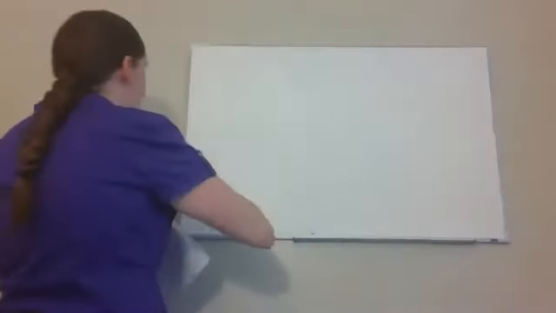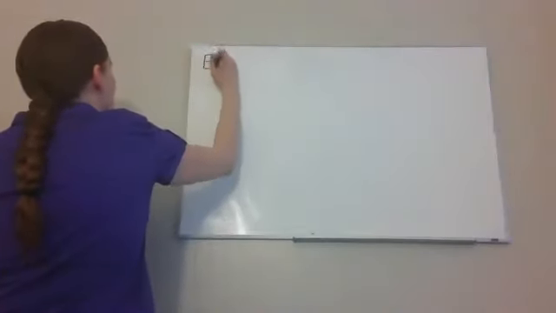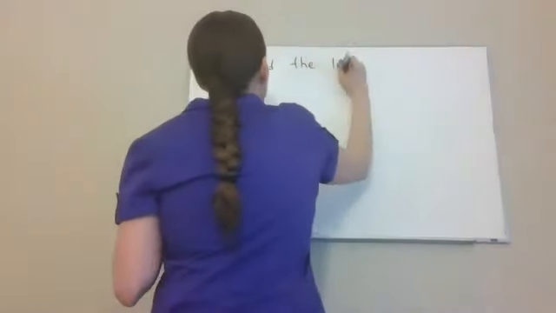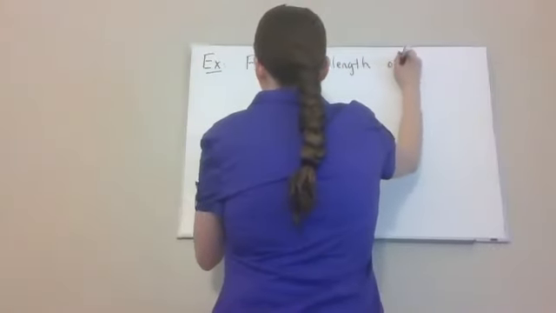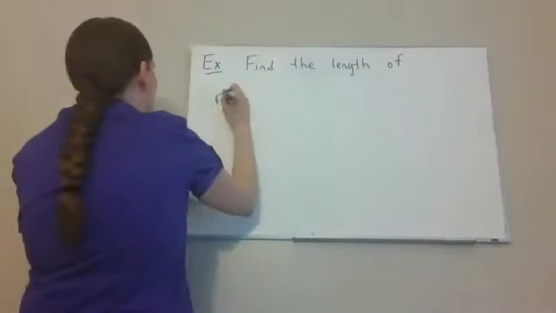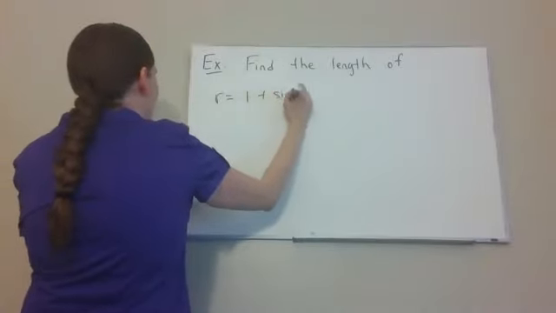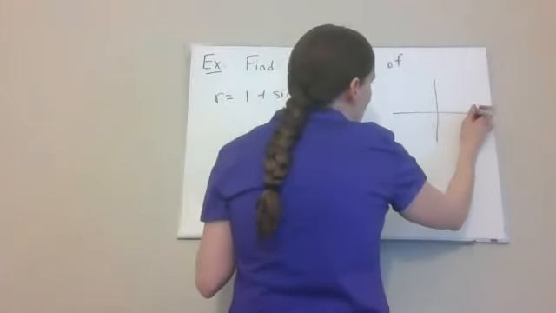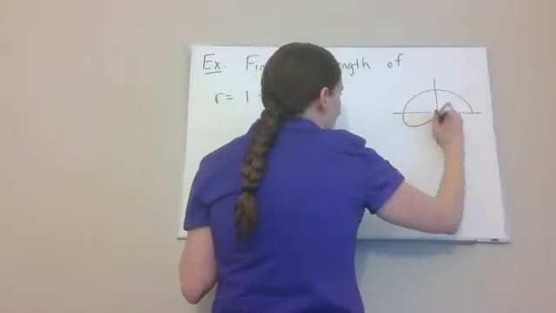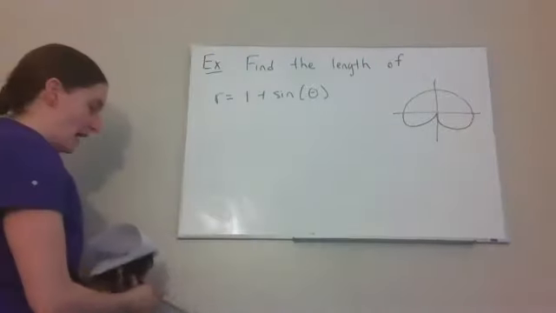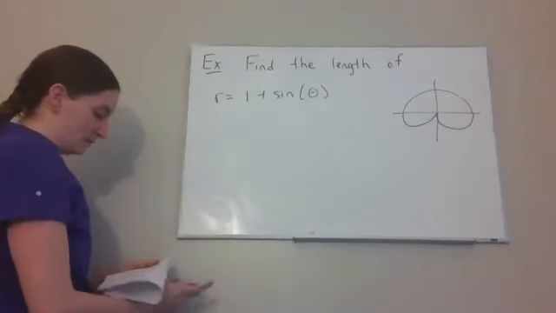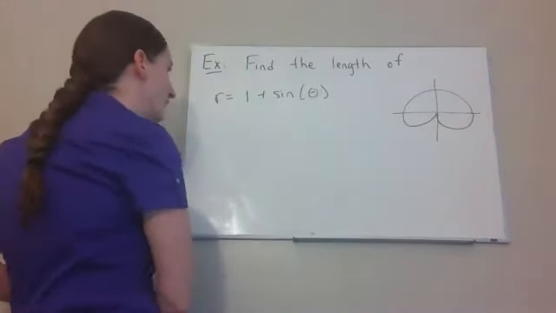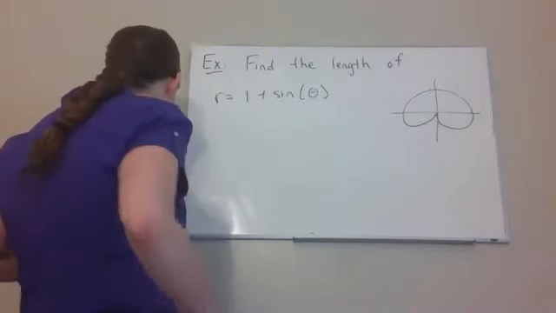So we are going to find the length of our cardioid, r equals 1 plus sine of theta. Just as a quick reminder, what the graph looked like was something similar to that. So we have some symmetry going on. So right now, my theta goes between 0 and 2 pi. It goes all the way around.